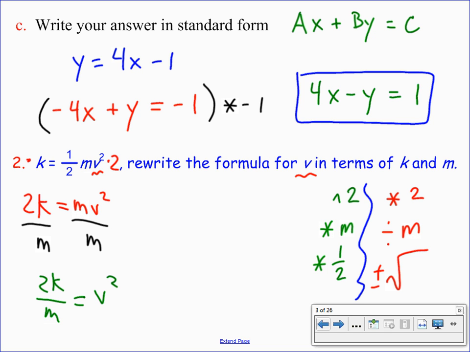Finally, we can solve for v. What's going to undo the squaring? Considering the positive and negative square root. And this little 2 reminds me to be on the lookout for not 1 but 2 different answers. How do I get them? One's given by the positive square root, and one's given by the negative square root. So my final answer would be v equals positive and negative square root of the quantity 2k over m.